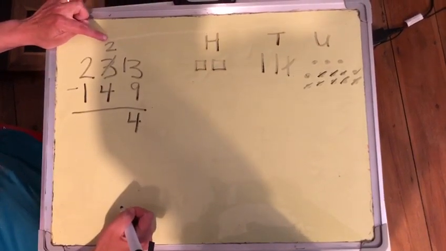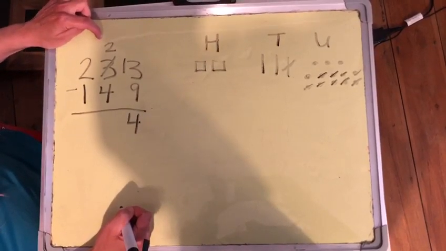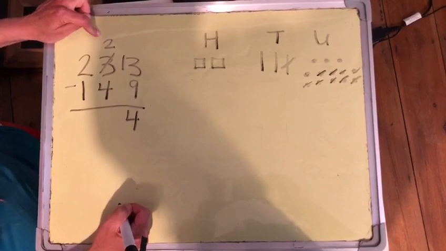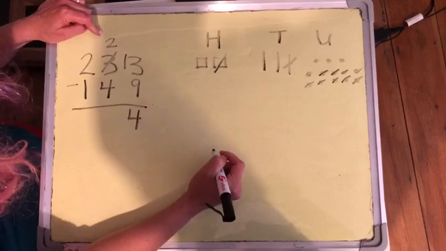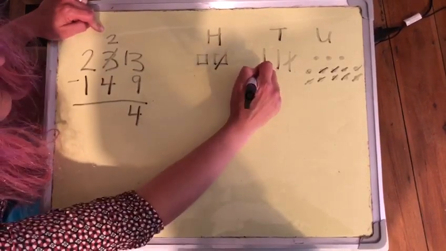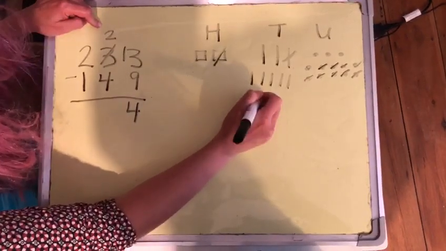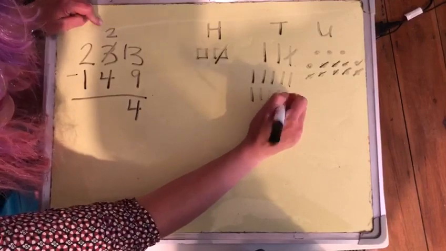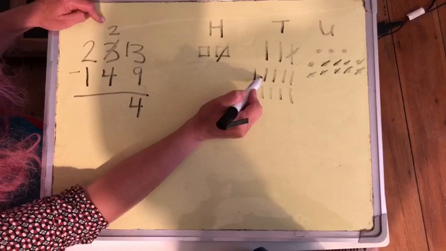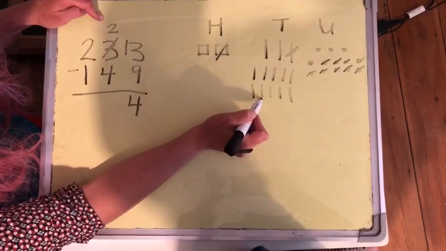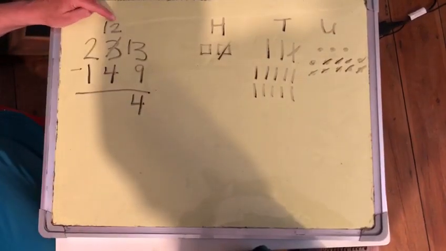Now I move on to my tens. 2 tens take away 4 tens. AWJ class? Impossible. Correct. I need to get more tens. I'll do that by exchanging 100 for 10 tens: 10, 20, 30, 40, 50, 60, 70, 80, 90, 100. I now have 12 tens. I will represent it like that.